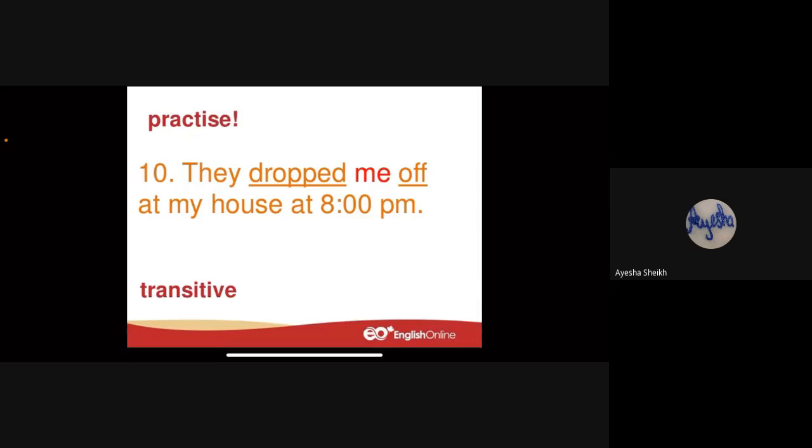Indirect object and intransitive verbs don't mix up. We are doing two types of verbs, transitive and intransitive verbs. That is the topic's name. In that, if there is a direct object or indirect object, then it is transitive verb. But if there is no object in the sentence, then it is intransitive verb.